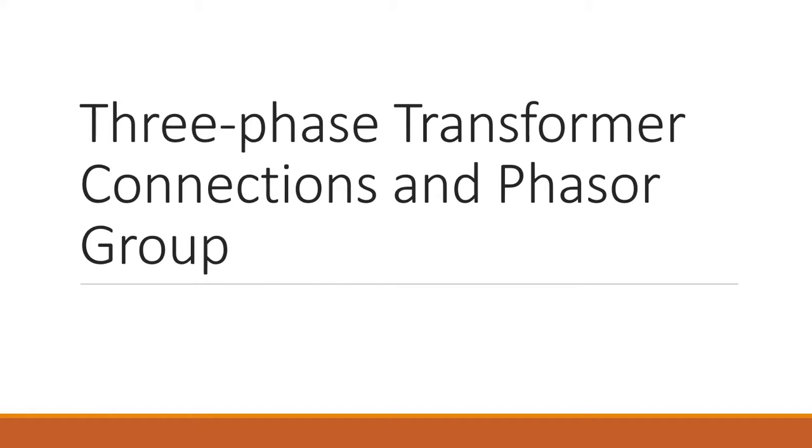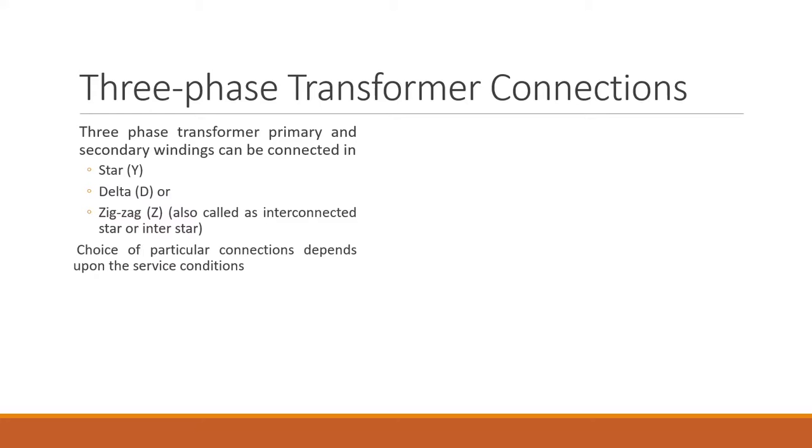Today we are going to talk about three-phase transformer connections and phasor group. So basically what we have seen, we can have a three-phase transformer in a single unit, or it can be constructed using three single-phase transformers. So it will be called a three-phase transformer bank. This three-phase transformer will have three primaries and three secondaries. So these sets of windings are going to represent the three windings.